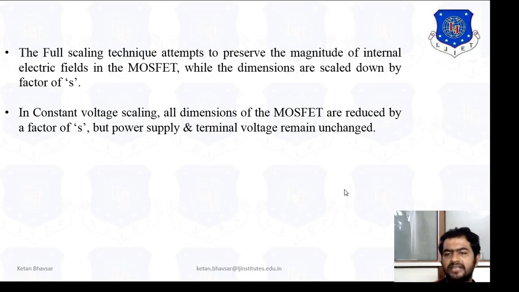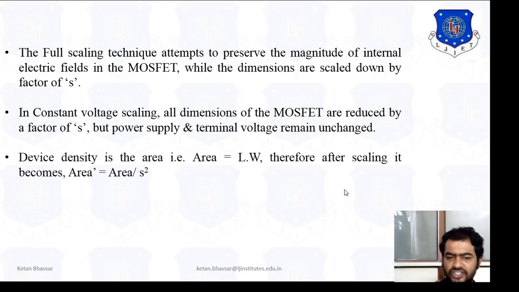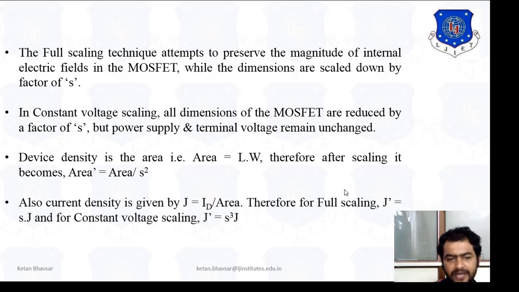They both are scaled down by the factor S, but in constant voltage scaling we keep the supply voltage and terminal voltage unchanged. So the area in a specific scaling is area divided by S square, and current density J is equal to ID divided by area. In full scaling, J dash is equal to S times J, and in constant voltage scaling, J dash is equal to S cube times J.